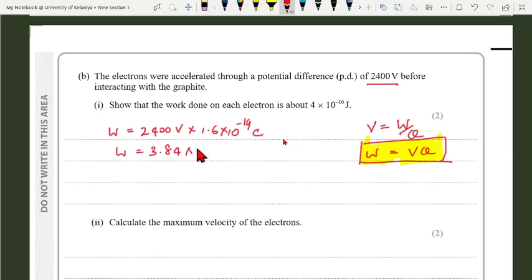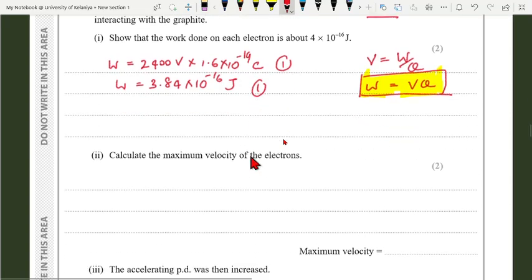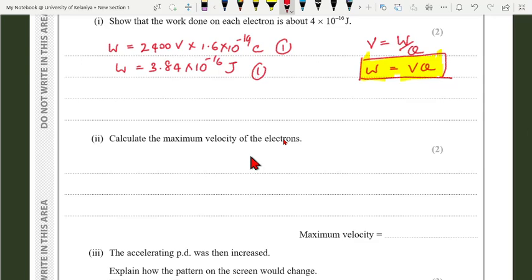3.84 times 10 to the power minus 16 joules. Got it? So 1 mark for this one, 1 mark for the final answer, right? Second one, calculate the maximum velocity of the electron. This is very simple because now we know our work done, right? And we know that is equal to the kinetic energy at the final moment, right?